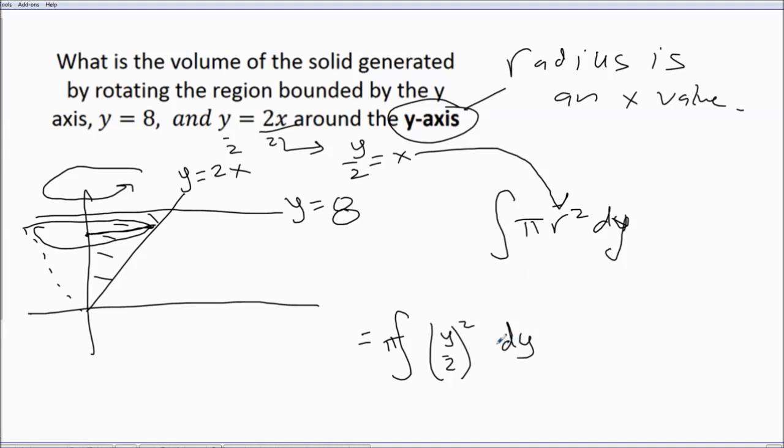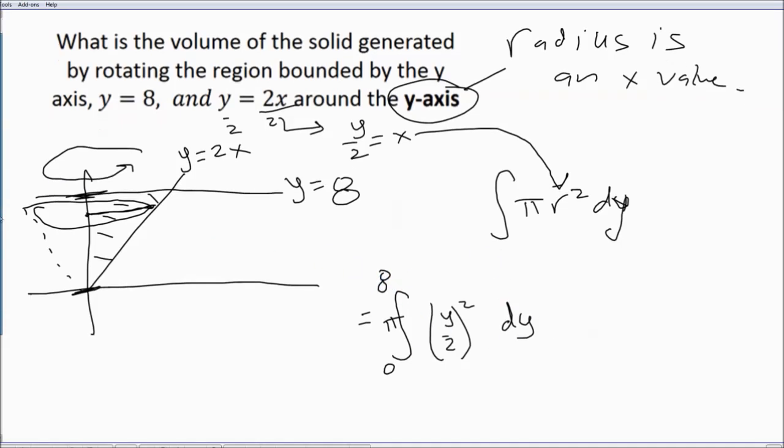Now here's the catch, and people mess this up all the time. This is dy, which means these numbers, the bounds, have to be y values. Okay, so what are the 2 y values that bound this region? We got one down here at 0. We have one up here at 8. So we're going to be integrating from 0 to 8. And now our setup is done.